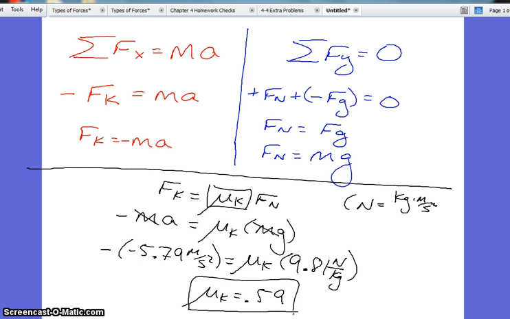0.59. So to recap, if we are not given the mass, we just proceed the same way, but we're dealing with letters here instead of numbers.